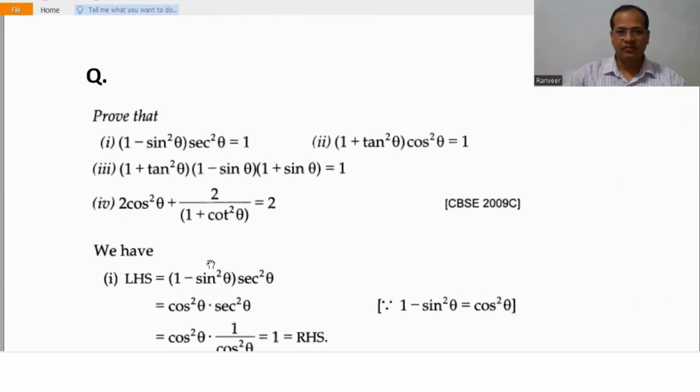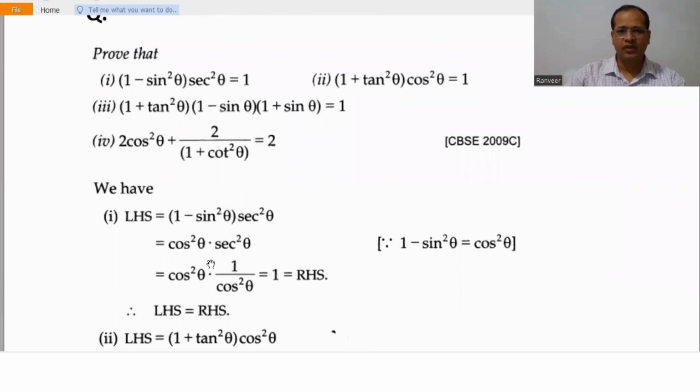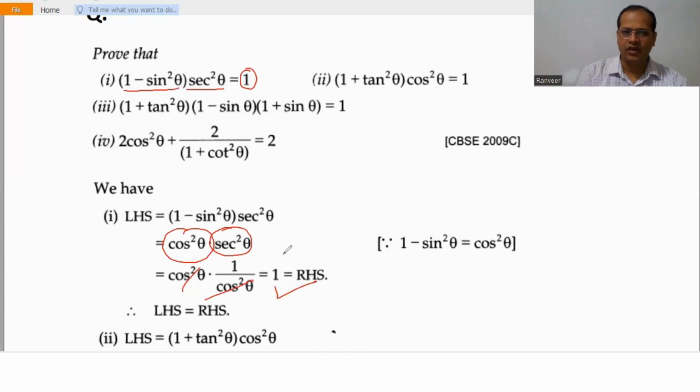First, we have to prove all 4 questions. We have to prove that (1 minus sin square theta) times sec square theta is 1. Now the common sense way to solve it: 1 minus sin square theta is nothing but cos square theta, the opposite of sec square theta. And cos square theta and sec square theta are reciprocals. So this is 1.